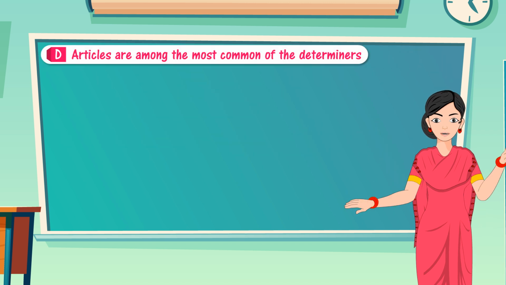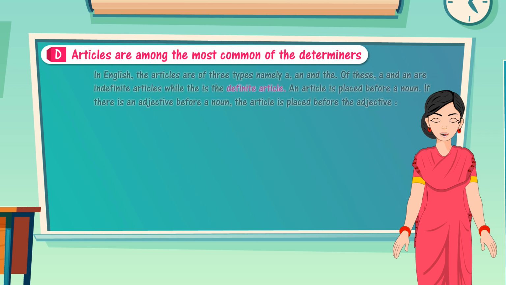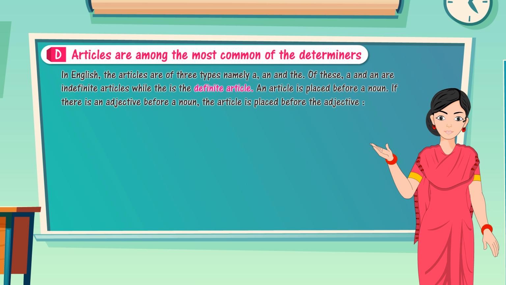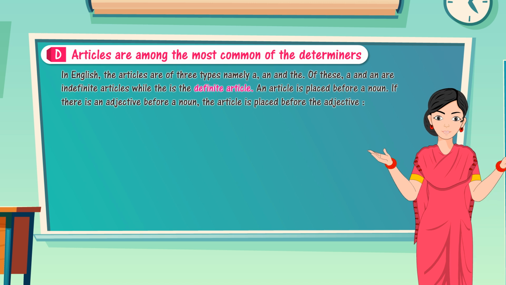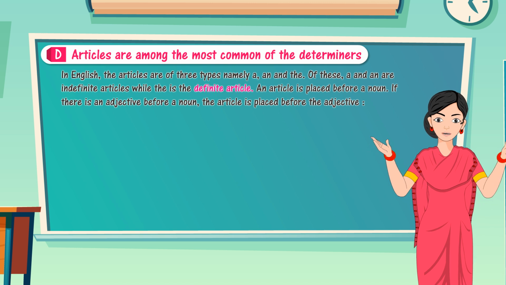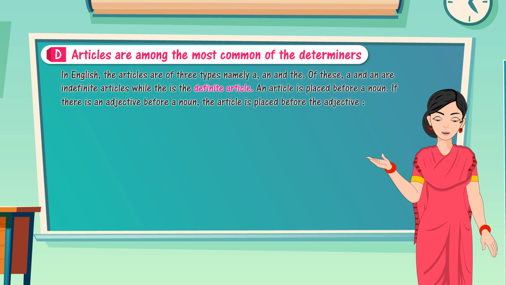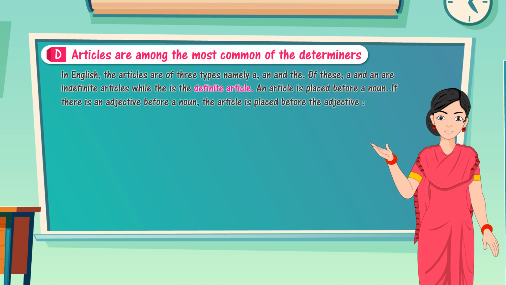Articles are among the most common of the determiners. In English, the articles are of three types, namely a, an, and the. Of these, a and an are indefinite articles, while the is the definite article. An article is placed before a noun.